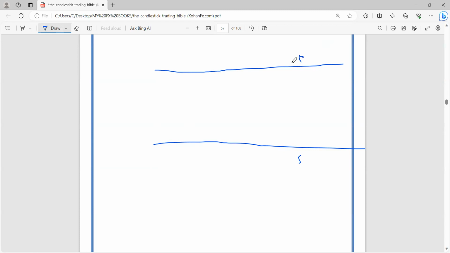Now to put things in perspective, the market is in an uptrend moving upwards like that. Then let's say it goes up like that. Then it comes back down to that level. Then goes back up, then goes back up there.